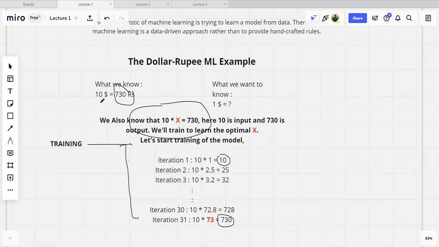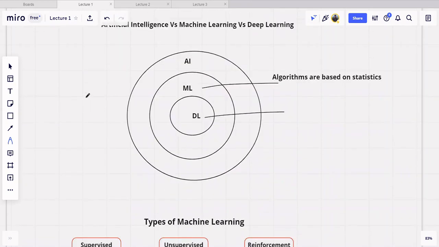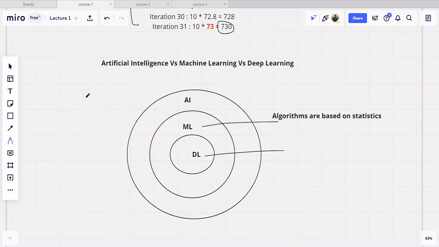to learn those parameters. So yeah, now let's move on to the next topic, artificial intelligence versus machine learning versus deep learning. Now all these terms are pretty different. So let me first tell you the difference between machine learning and deep learning. Machine learning is basically a superset of deep learning, that is, deep learning is a subfield of machine learning.